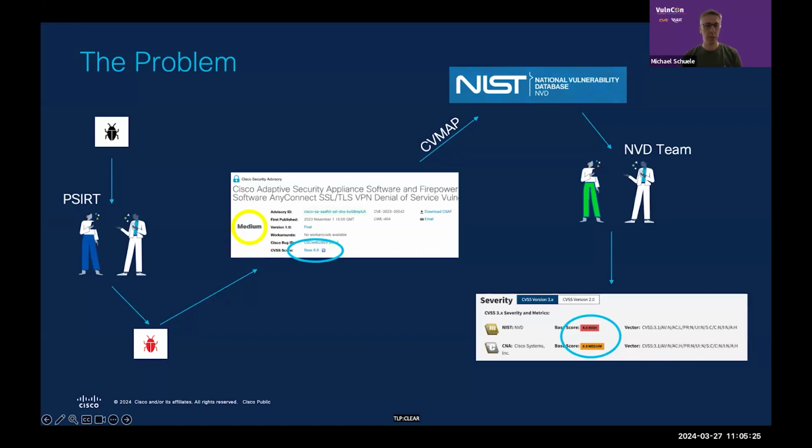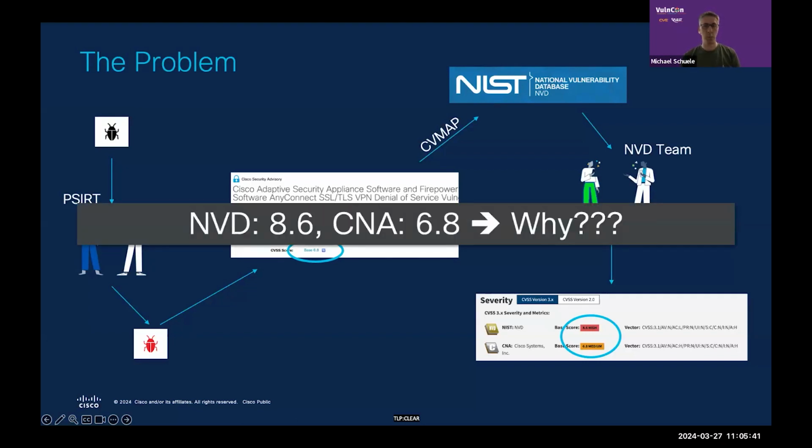Once they have done this, they will publish the NVD score together with the CNA score on the NVD website. In some cases, we see something like we see here, where the NVD score is an 8.6, while the CNA score, the Cisco score in this case, is 6.8. The question that comes up is, why is that? How can that be? We are both looking at the same vulnerability, yet we come up with completely different scores.